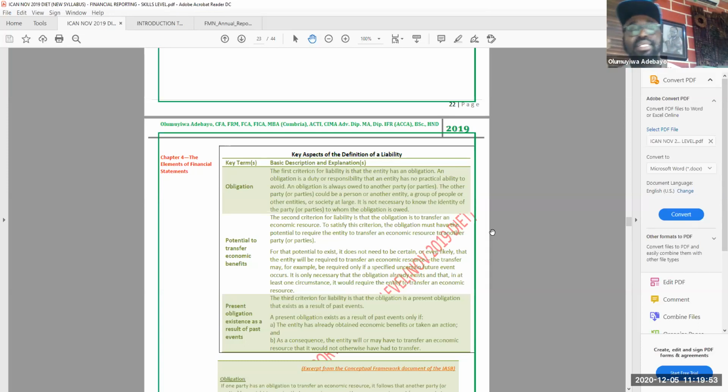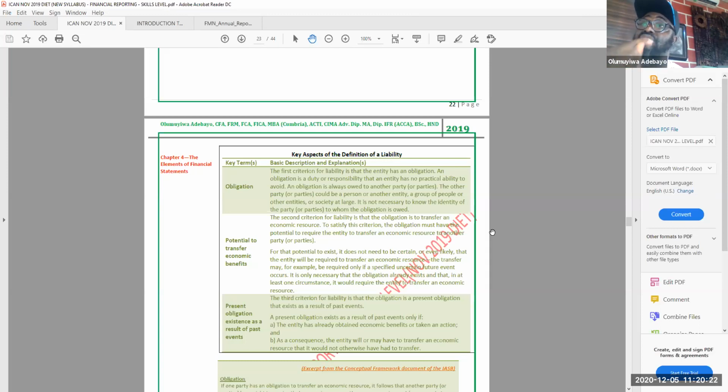Okay, and thirdly is the issue of present obligation existing as a result of past events. Anything you call your asset or liability must arise from past events. That is why contingent assets did not arise from past events, but are expected to arise from future events, and therefore it's not an asset. That's why I call it a contingent asset. Not an asset for accounting purposes, just for mere disclosure where necessary.